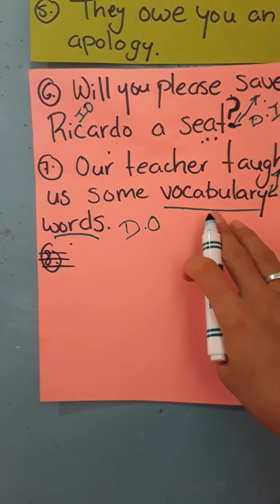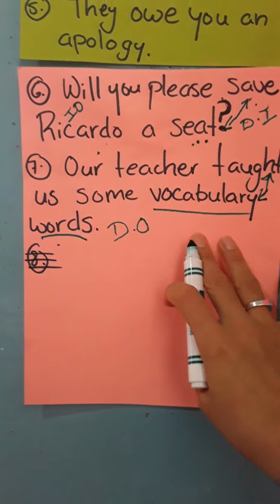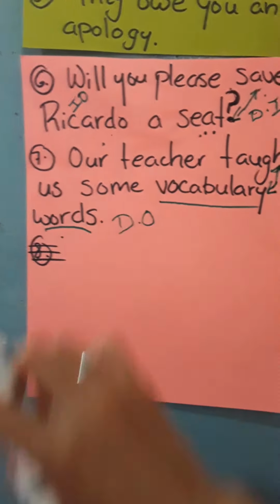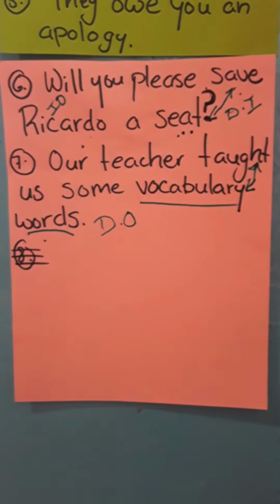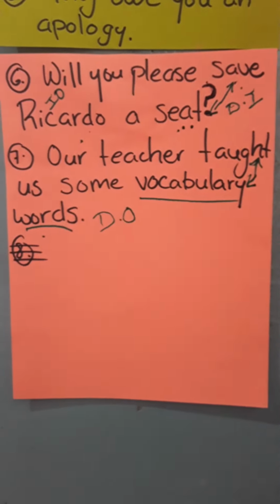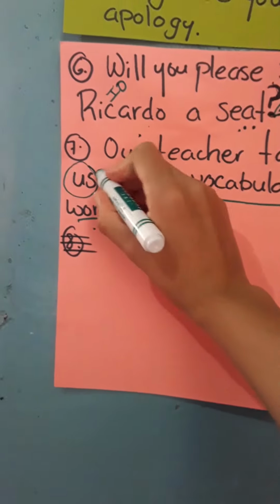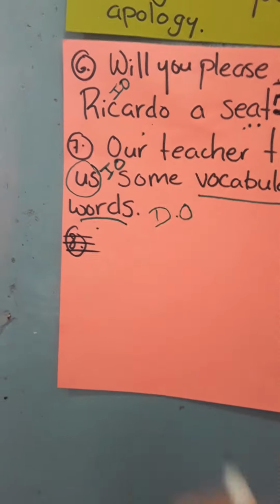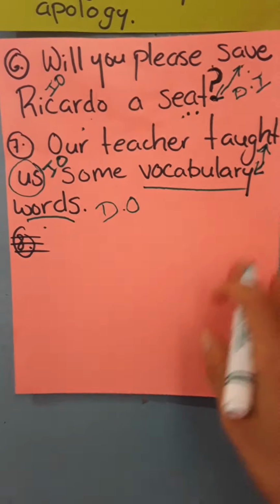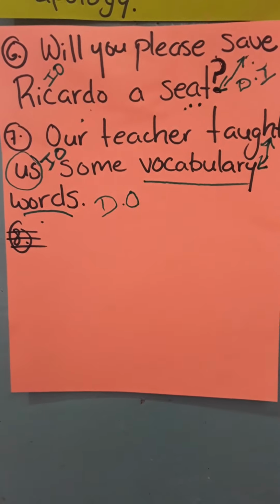Taught vocabulary words to whom or to what? We're going to answer the question, to whom did the teacher teach vocabulary words? To us. So we have the indirect object. And it's a bit confusing at first.